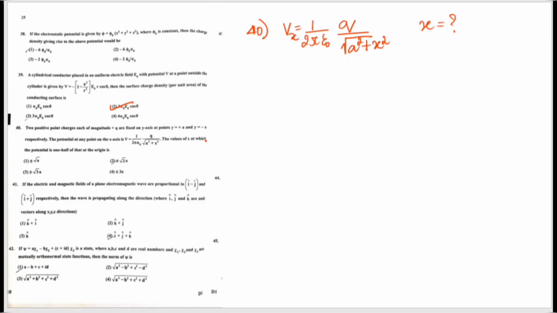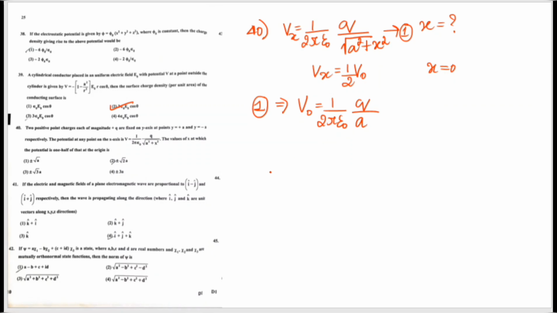The value of x at which the potential is half of that at the origin, means V of x is equal to half times V naught. What is this V naught? It means the potential at the origin. So at the origin the x value will be 0, right? Substitute in equation 1. Equation 1 implies that V naught is equal to 1 divided by 2 pi epsilon naught, q divided by square root of a square plus 0 square. 0 square will be 0, so square root of a square is only a. So this is V naught, and we have the V x value.